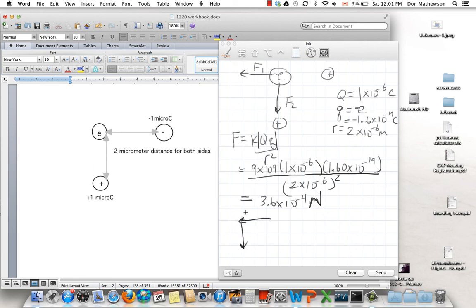So if we find the resultant, 3.6, we see it's really a 1, 1, root 2 triangle. So this will just be root 2 times 3.6. And that works out to 5.09. This angle here works out to pi over 4, or 45 degrees. So the resultant force then on the electron is root 2 times 3.6, which is 5.09 times 10 to the minus 4 newtons at pi over 4, or 45 degrees that way.